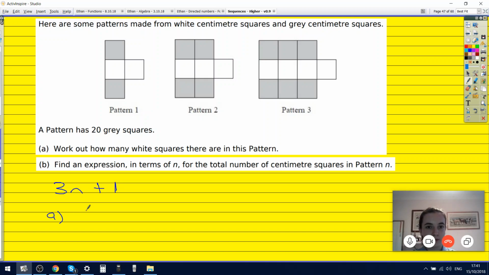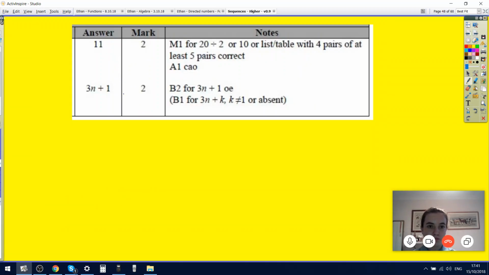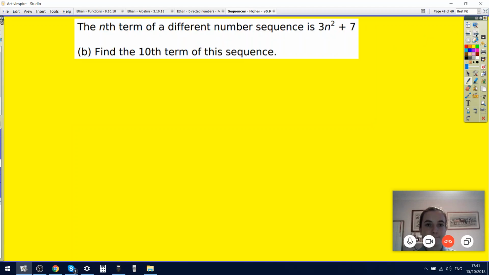Nope. Is there maybe? Let's see. So the pattern. Oh, so 20 gray, which means it will be pattern 10, and it's always one more, so 11. Yeah. 3n plus 1 and 11.